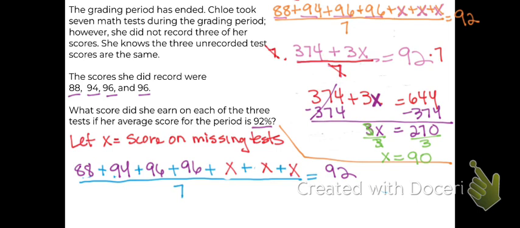So look to the question. What score did she earn on each of the 3 tests? Remember, x is the score on those missing 3 tests. So I would say on each of the 3 tests, she earned a 90. Or on the 3 tests that she didn't have the scores for, she earned a 90.